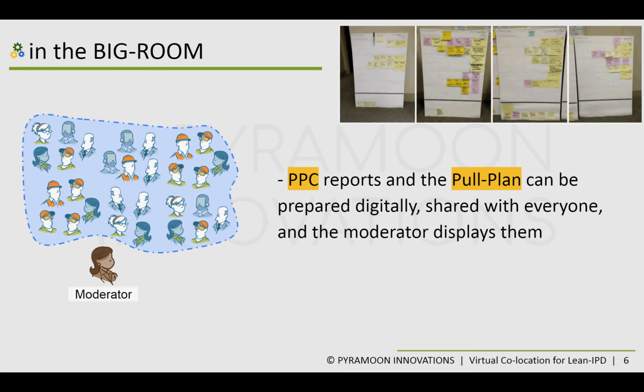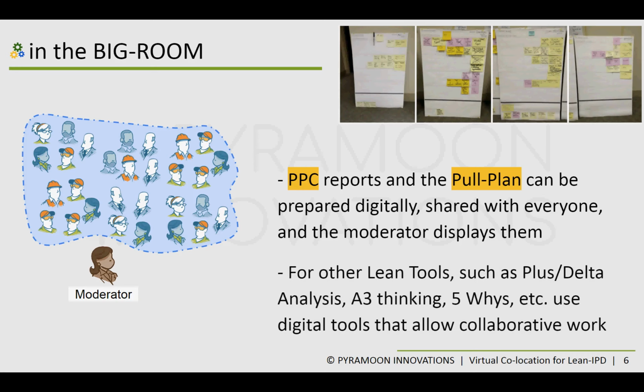Tools such as Google Slides or Google Jamboard or even Lucidchart can act as a digital version of PPC reports or pull plans, and they can act very efficiently if they are organized properly. They are all cloud-based, and then the moderator can share them and discuss the details with everybody in the big room session.